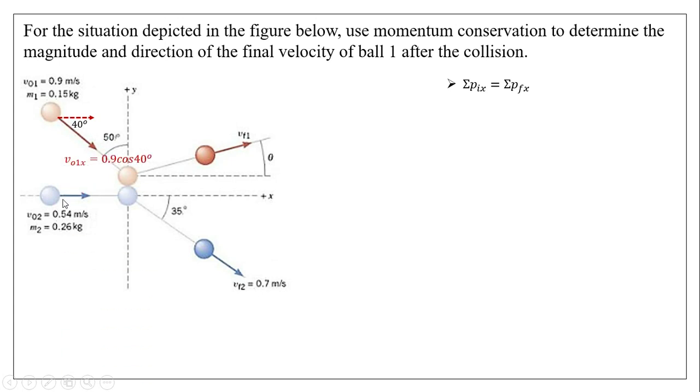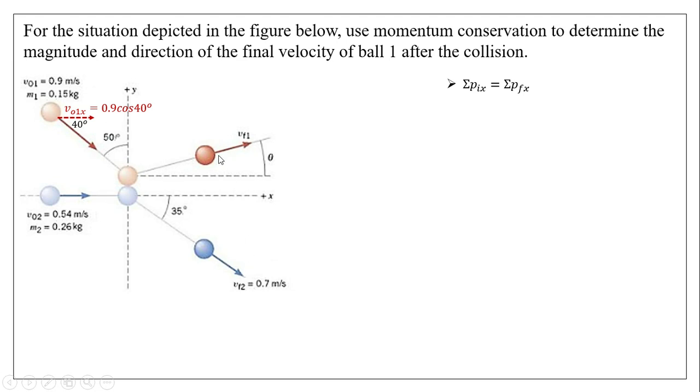Other than that, I'm just going to find V0 1x. V0 1x is simply V0 1 times cosine of the angle, cosine of 40 degrees. If you want to stick with the 50 degrees given, then you would just do sine of 50. That's up to you. So V0 1x would just be the hypotenuse, 0.9, times cosine of 40, which would just be some number.